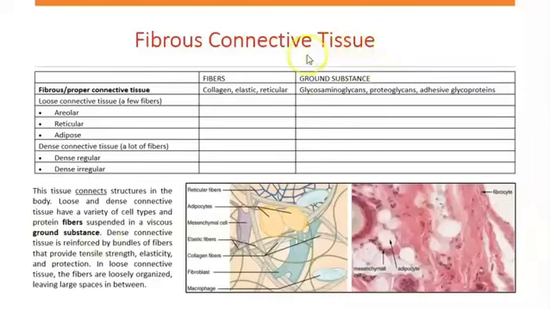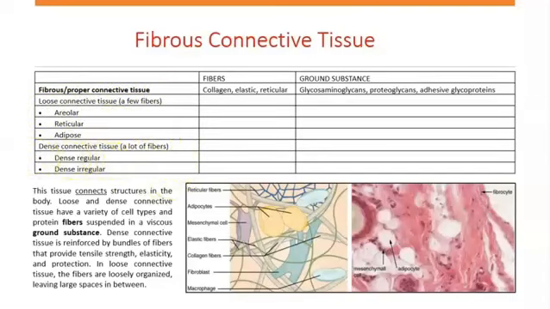What is the ground substance composed of? Glycosaminoglycans, proteoglycans, and adhesive glycoproteins. Based on the number of fibers, remember we said that the fibrous connective tissue has fibers, you're going to have 2 main types. If you have just a few fibers in that tissue, that's going to be called loose connective tissue. If you have a lot of fibers, it's going to be called dense connective tissue.